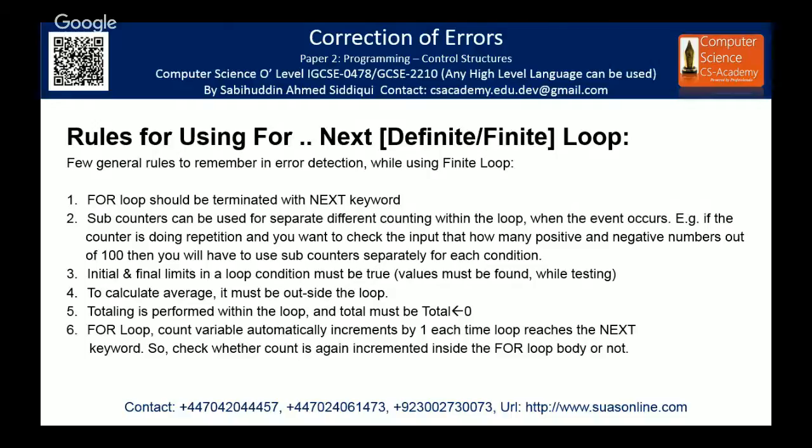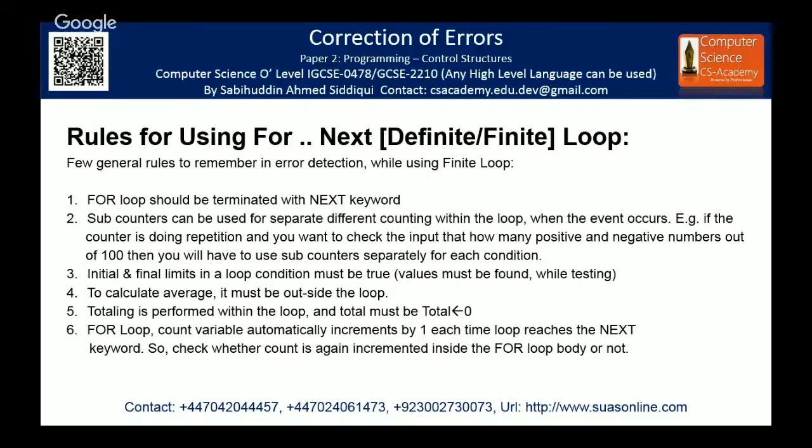When you talk about the body outside the body of the loop, that means the statements which are written outside the loop. The body means the For and Next, which is defined, definite or finite. So if you are going to calculate an average, or other formulas related to that, they should come afterward, after the loop.